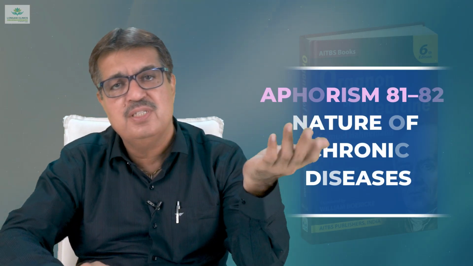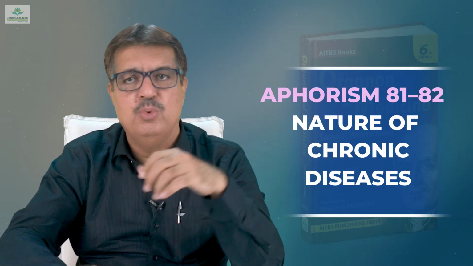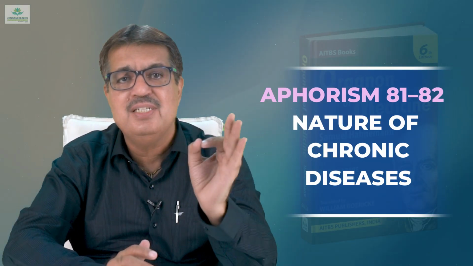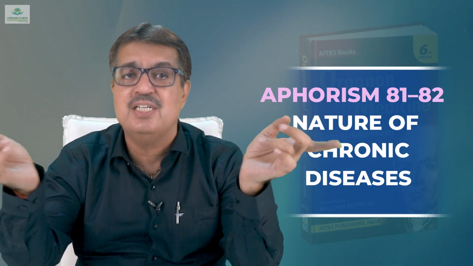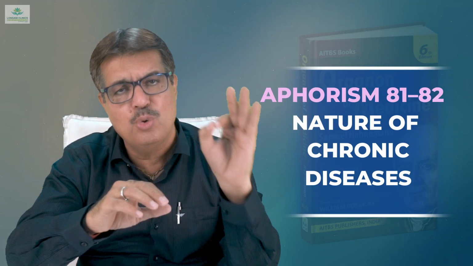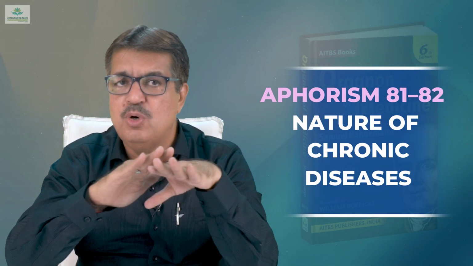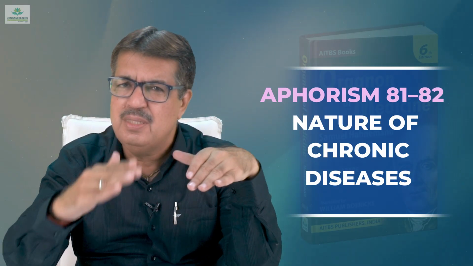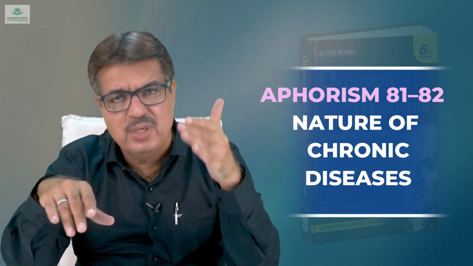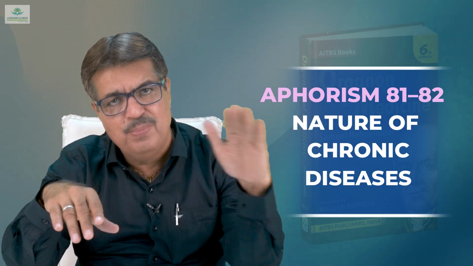Then in Aphorism 81 to 82, nature of chronic diseases. Chronic diseases are long-lasting and deep-seated illnesses that develop slowly and persist for a long time if left untreated. They gradually weaken the body and often worsen over time.